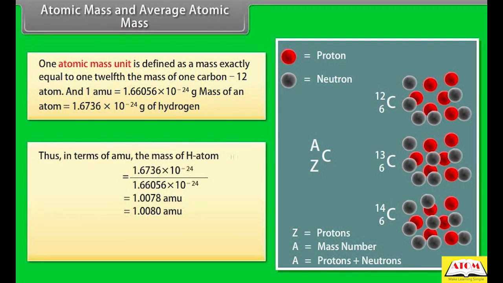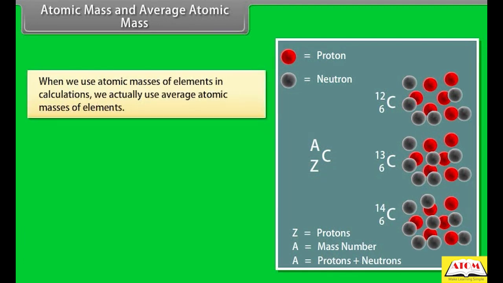Thus, in terms of AMU, the mass of an H atom is equal to 1.6736 into 10 raised to the power minus 24 upon 1.66056 into 10 raised to the power minus 24, which is equal to 1.0078 AMU, or approximately 1.0080 AMU. Similarly, the mass of an oxygen-16 atom would be 15.995 AMU. When we use atomic masses of elements in calculations, we actually use average atomic masses of elements.